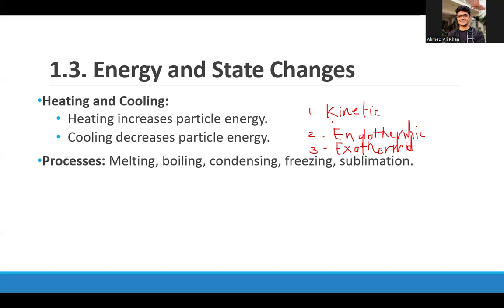So an easy way to remember this is that endo means inside and thermic means heat. So heat inside, that means heat is gained. And exo means out and thermic means heat. So that means heat is let out in this change. So yeah, you guys have an idea about endothermic and exothermic. Now we'll go over the state changes. Okay. So energy and state changes.